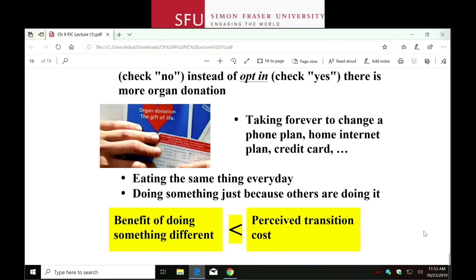Okay, so for a lot of us then, what we think is that the benefit of doing something different is not high enough compared to what we think will be the transition cost, or the cost of making a change.